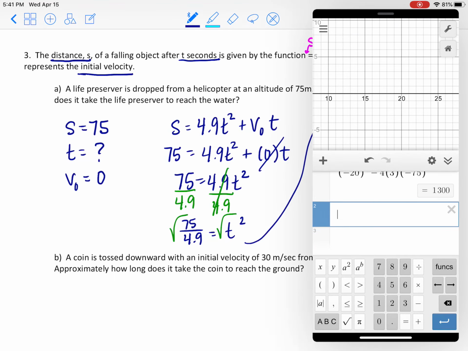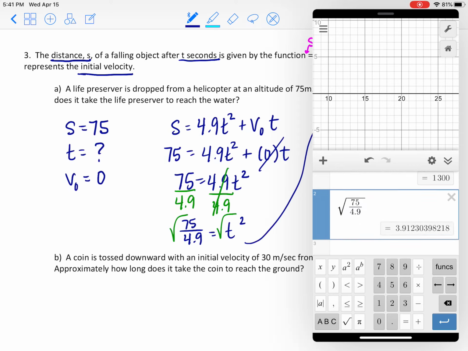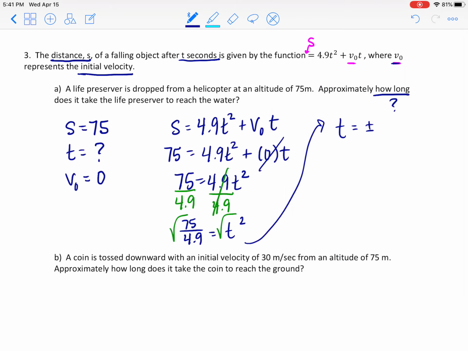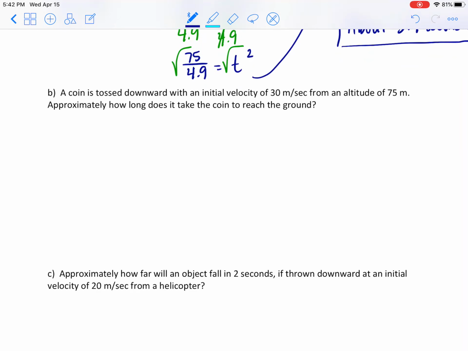So technically, t is going to equal plus or minus. Now let me go to my calculator. Square root of 75 over 4.9. It's 3.9. So 3.9 plus or minus 3.9. Now, technically, both of those are answers. Without context, we would keep them both, but time can't be negative, so we're going to keep t equals 3.9, the positive answer. We're going to say that it would take about 3.9 seconds for the life preserver to hit the water.